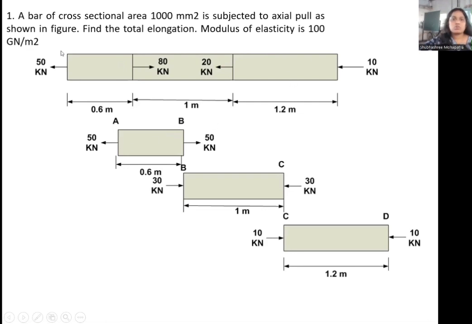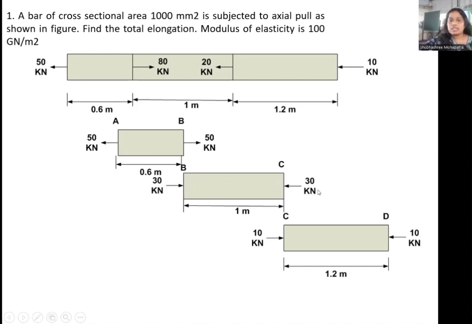At A, a 50 kilonewton force is acting, so we will give it 50 kilonewton. Then at B, we also have to give 50 kilonewton to make an equilibrium position. But at B, we need 80 kilonewton towards the right-hand side. Towards the right-hand side, we have only 50 kilonewton. So an additional 30 kilonewton is required in this direction. So at B, let's give 30 kilonewton towards the right-hand side.